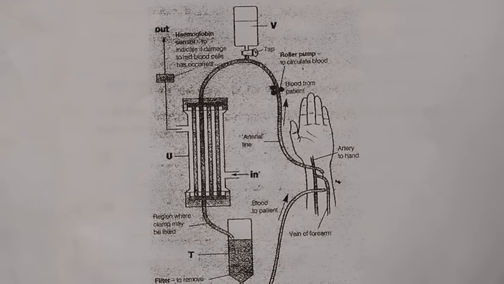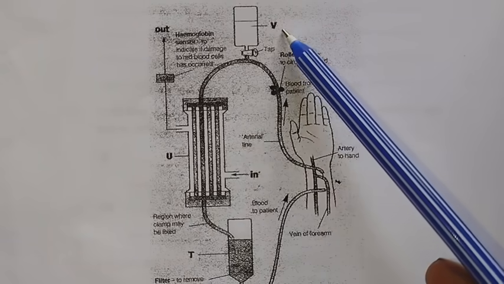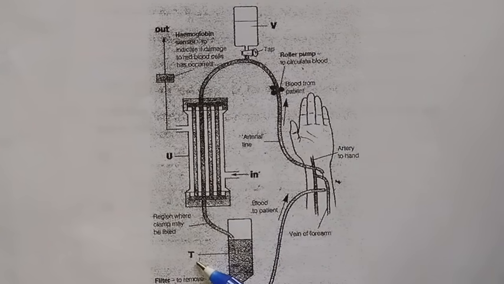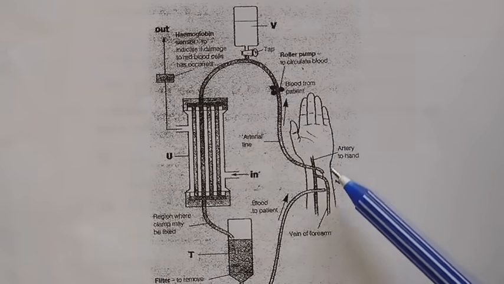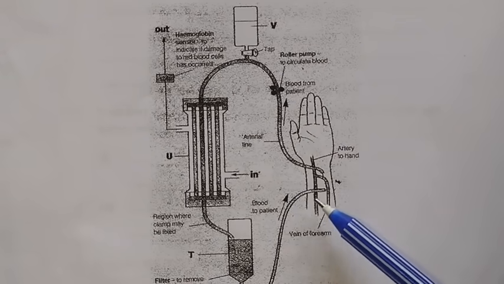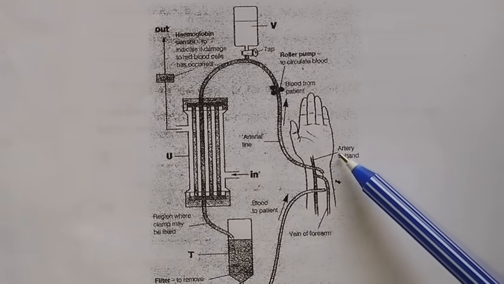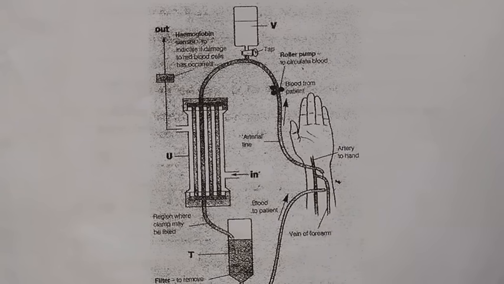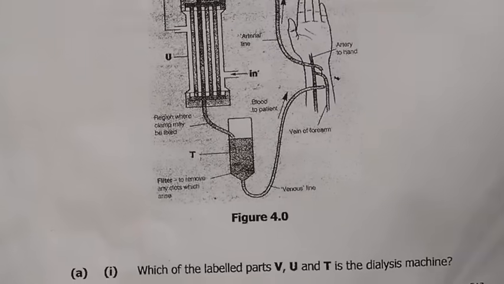So when you look at this figure, it has got parts. It has got the part labeled V, the part labeled U, and the part labeled T. And then on this side you've got the hand where the tubes are connected. We've got the artery. Then you also have the vein right here. So let us look at the questions.